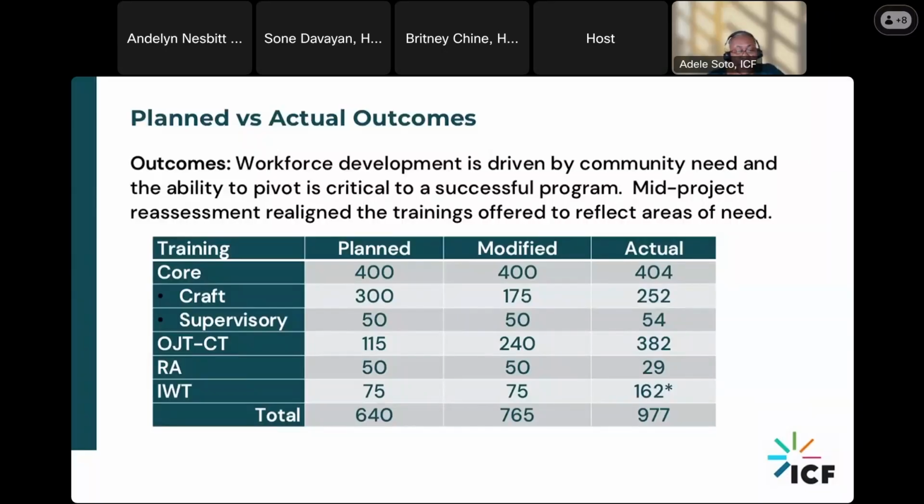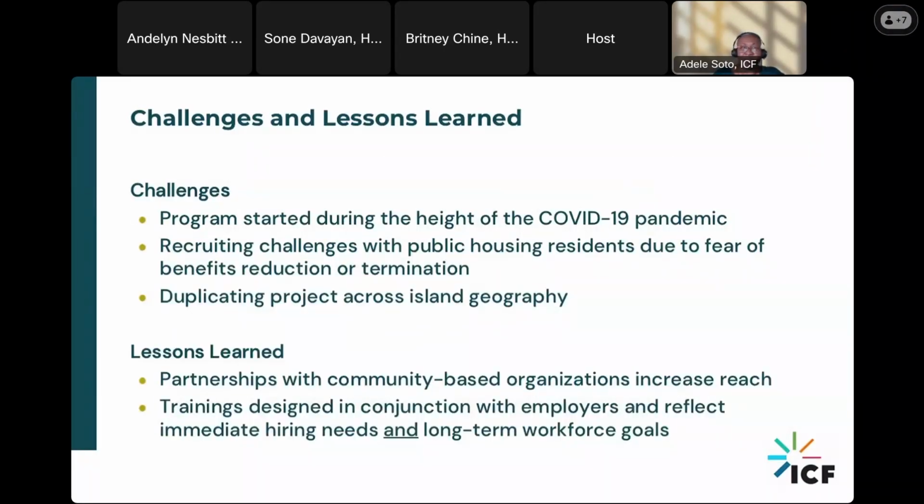Looking at the chart, you can see the initial goal set, the modified goals, and the final results. By the end of the project, all goals were exceeded except for registered apprenticeship. Next slide, please. So, the challenges and lessons learned, we'll go to that.